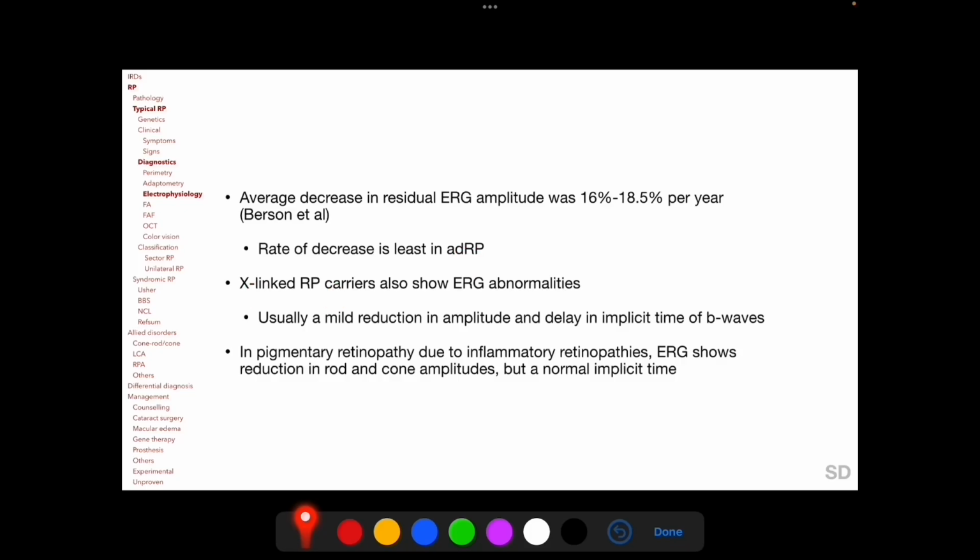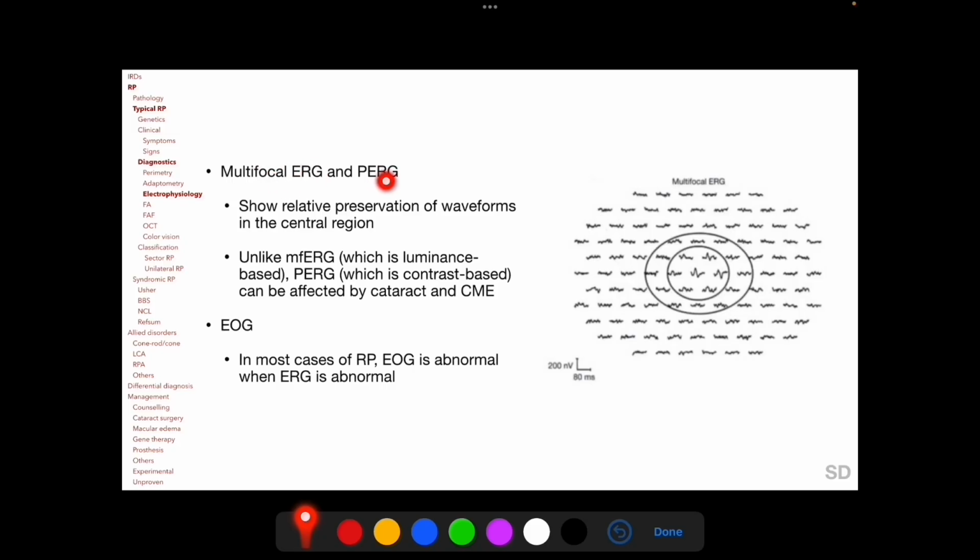X-linked RP carriers can also show ERG abnormalities, usually as a mild reduction in amplitude and delay in implicit time of B waves. But in pigmented retinopathy due to inflammatory entities, ERG shows reduction in rod and cone amplitudes, but the implicit time remains normal. Multifocal electroretinography and pattern electroretinography show relative preservation of waveforms in the central region, as seen here in this multifocal electroretinogram report. And in most cases of retinitis pigmentosa, when electroretinography is abnormal, electrooculography is also abnormal, and so electrooculography is not important as a diagnostic test for retinitis pigmentosa.